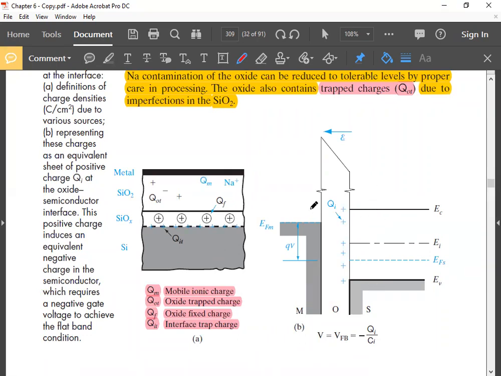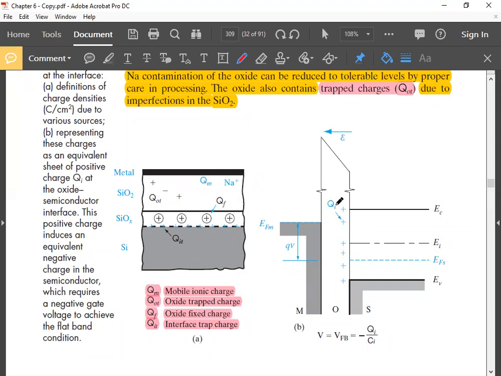So, this is equivalent to applying a positive voltage here and negative voltage here, which is equal to QI by CI. Since QI is present in this oxide or close to this oxide interface, this QI can be obtained in terms of a voltage. This QI will cause a voltage drop across this structure, and that can be obtained by just dividing QI by CI. So QI by CI will be the voltage across this because of this QI.